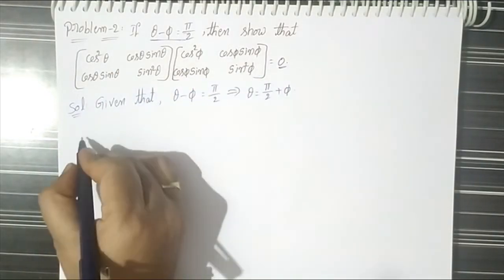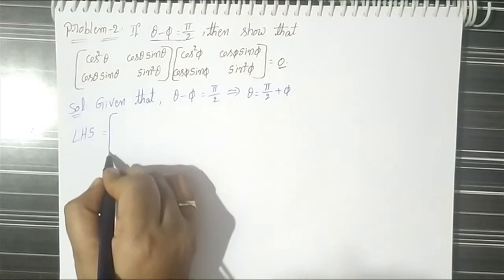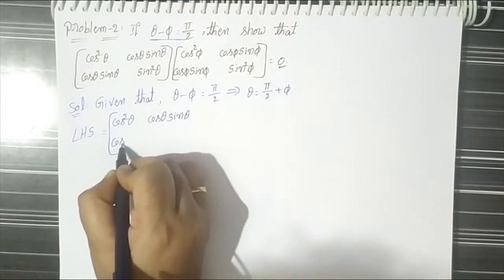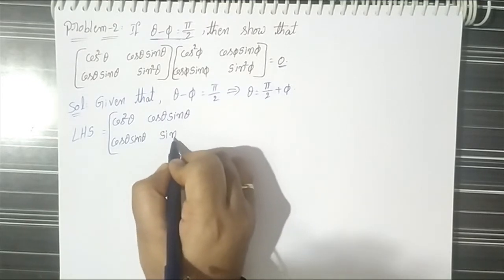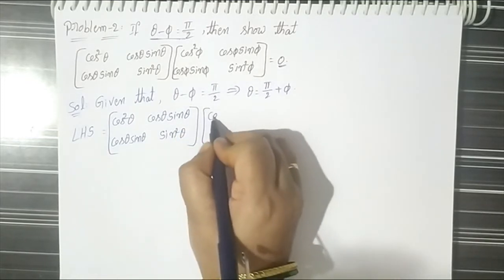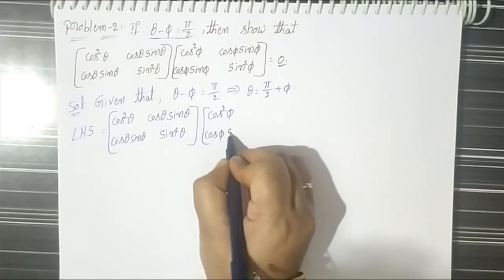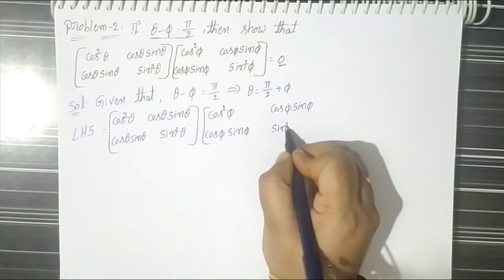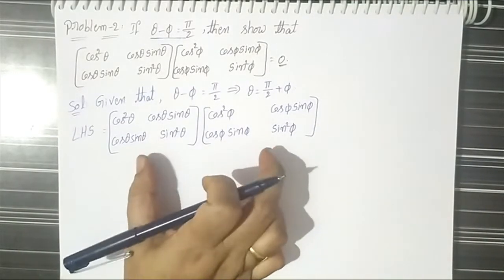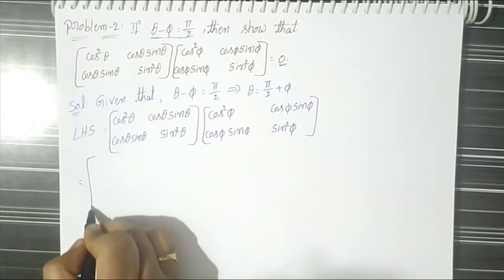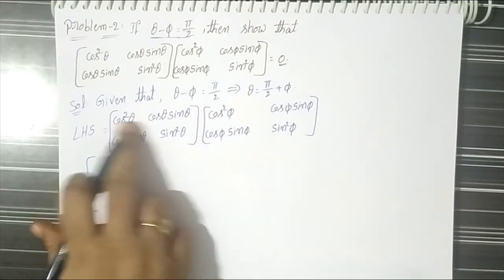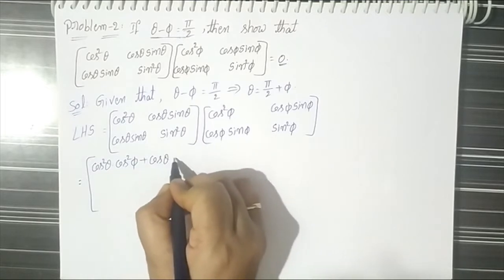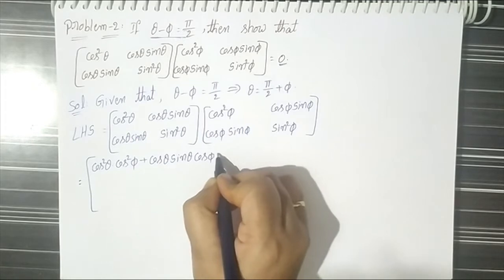Next we take the LHS value. LHS equals the matrix [cos square theta, cos theta sin theta; cos theta sin theta, sin square theta] into the matrix [cos square phi, cos phi sin phi; cos phi sin phi, sin square phi]. This is the LHS value. We multiply these two matrices. First, first row with first column: cos square theta into cos square phi plus cos theta sin theta into cos phi sin phi.